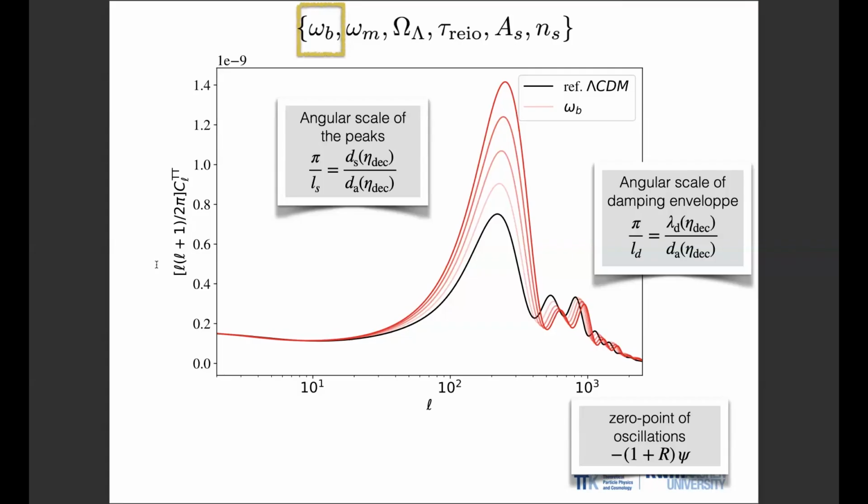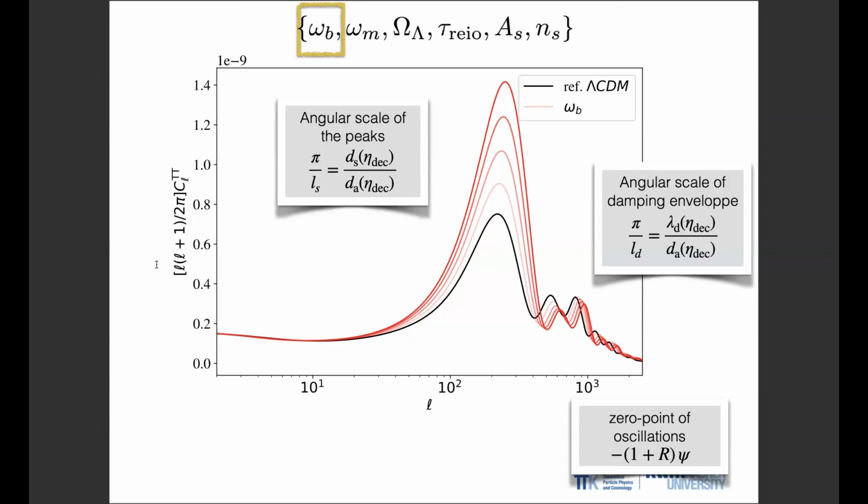it under an angle which should be the sound horizon divided by the radius, but we are in cosmology, so we don't use the radius. We use the angular diameter distance to the last scattering surface. So we get this ratio. This ratio can be matched to pi over l_s, where l_s is the multipole of the peak.